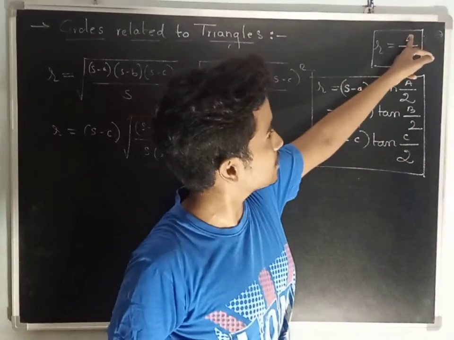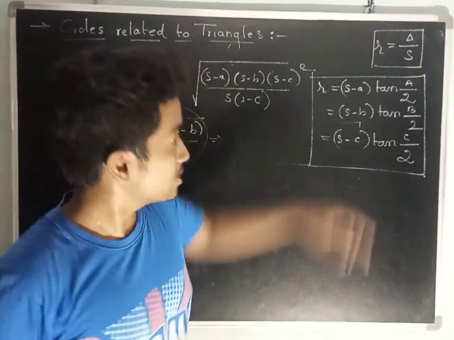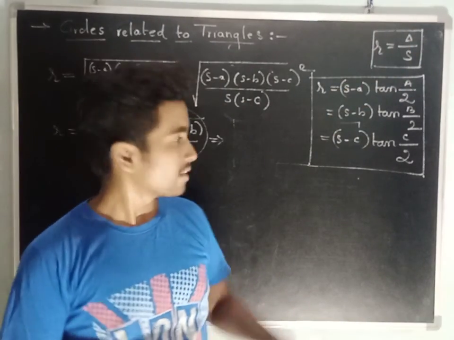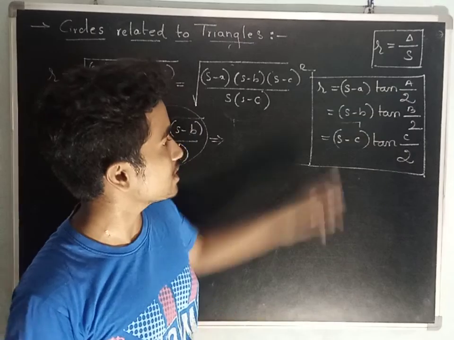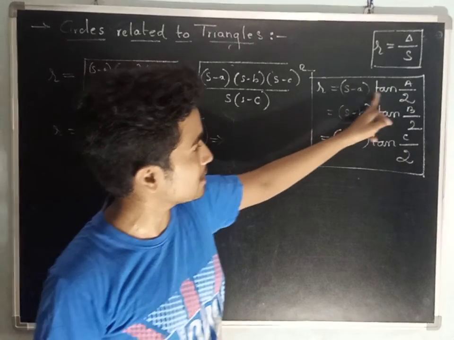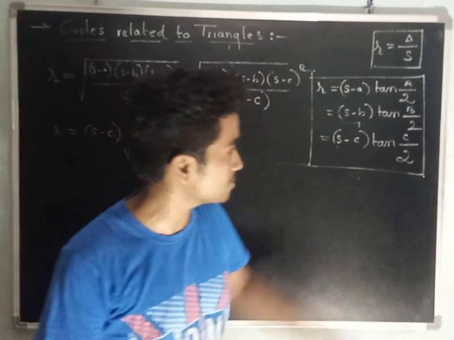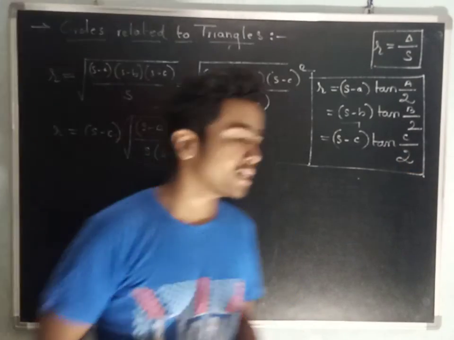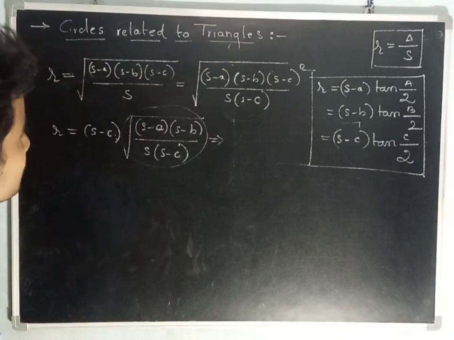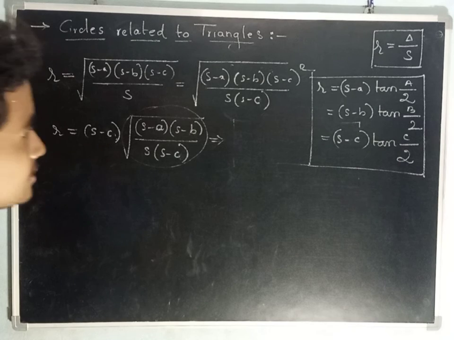The radius of the incircle is nothing but delta by s. Using the same formula, I have derived these three results also: the radius of the incircle is (s minus a) into tan A by 2, (s minus b) into tan B by 2, and (s minus c) into tan C by 2, where s is the semiperimeter, s equal to (a plus b plus c) by 2.